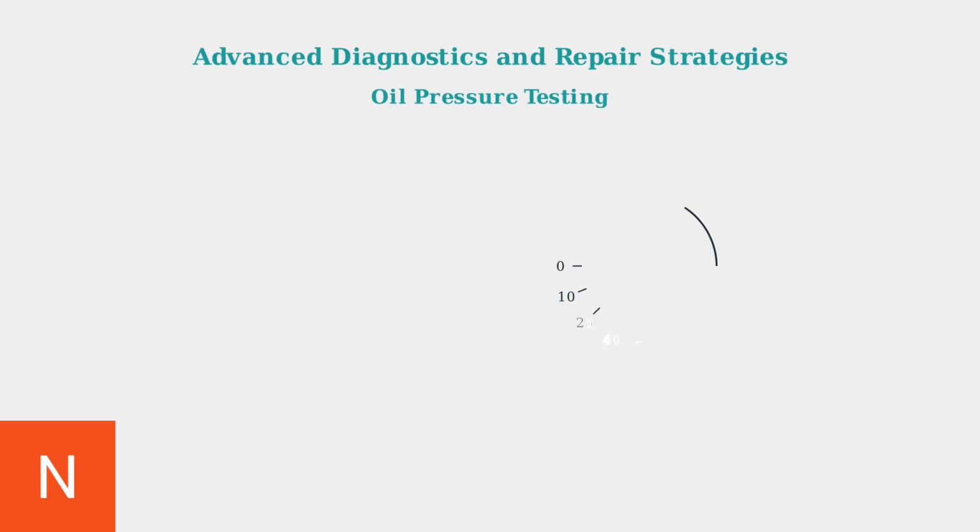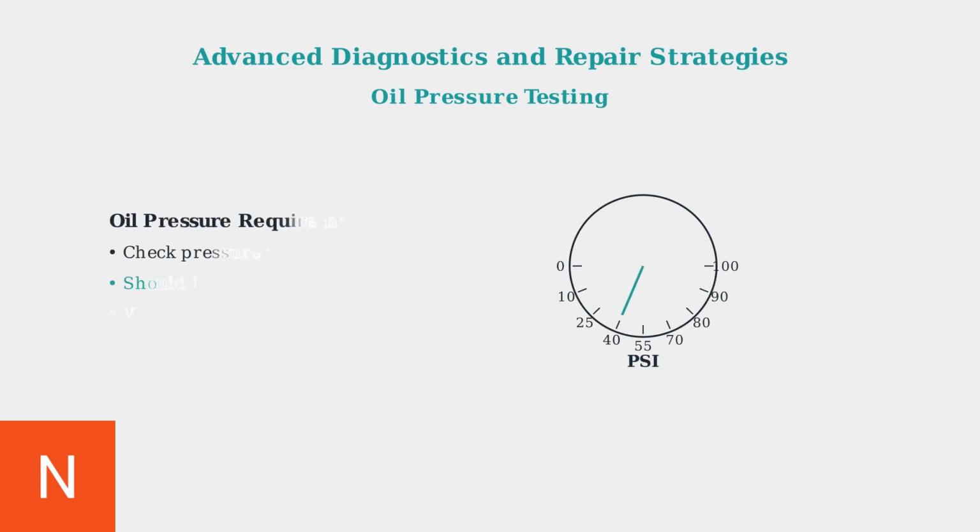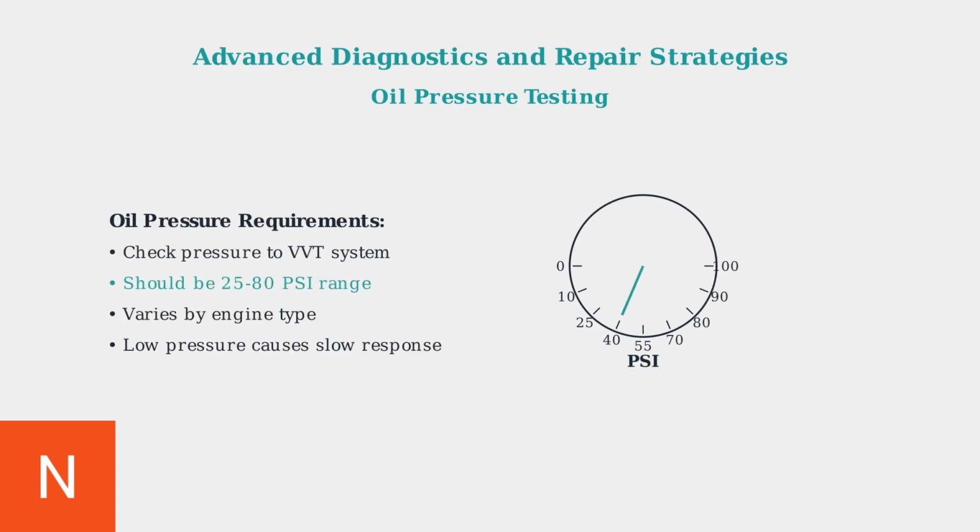Check the oil pressure to the VVT system. Proper oil pressure is critical for actuator response. The pressure should be between 25 and 80 psi, depending on the specific engine design.